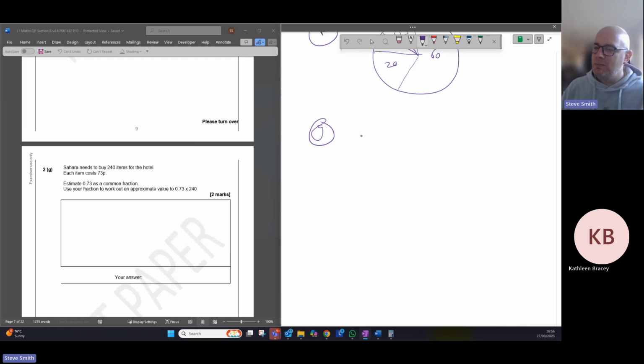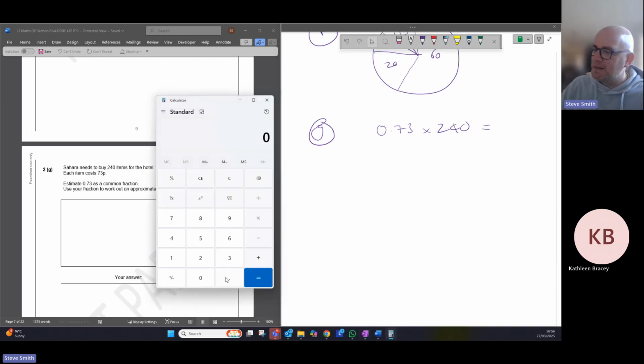So estimate doesn't mean guess. It means make your number more simple. So use your fraction to work out the approximate value. So it's not saying do that on your calculator, because we know if we tap that in our calculator, we're not going to get an approximate value. It's going to be an exact value. So if you were to put this as your answer for this question, you won't get any marks for it because you've worked out an exact value.